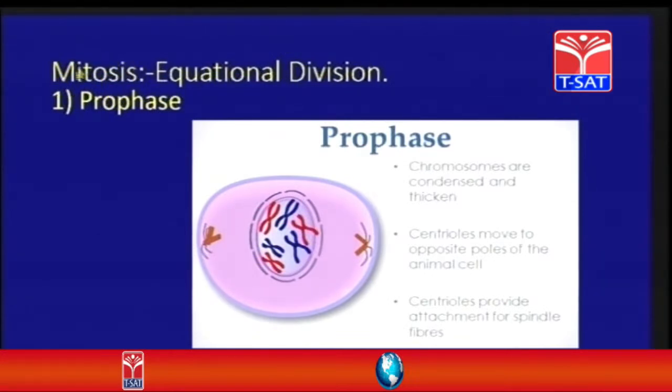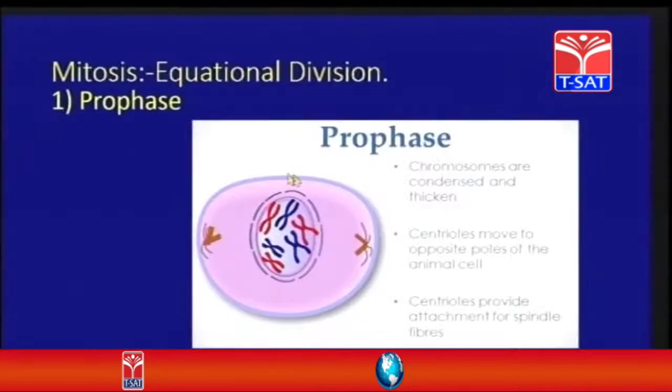Now, in mitosis, we have various phases. The first phase is prophase. Pro means beginning. So, prophase is the first phase of mitosis. Children, let us know what are the changes which take place in prophase. In prophase, chromosomes are condensed and thickened. Before the stage of prophase, the chromosomes are very unequally distributed inside the nucleus. During the prophase, the chromosomes are organized. They condense. That means they become short.